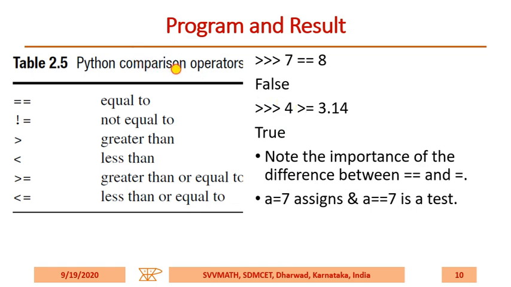Python comparison operators are: equal to, not equal to, greater than, less than, greater than or equal to, less than or equal to. 7 equal to 8 is false. 4 greater than or equal to 3.14 is true. Note the importance of the difference between the double equal sign: a = 7 assigns, whereas a == 7 is a test.